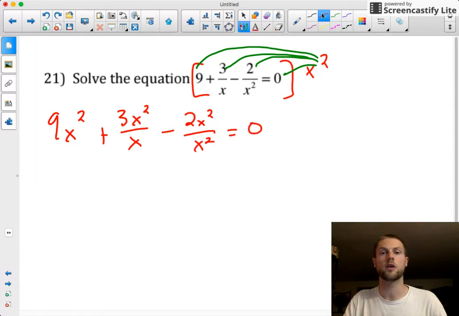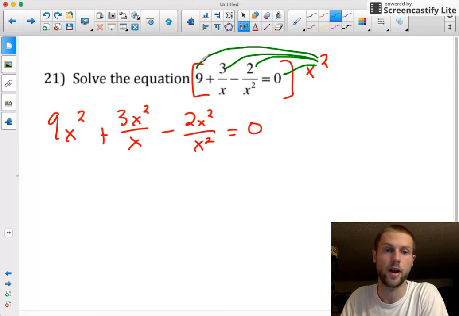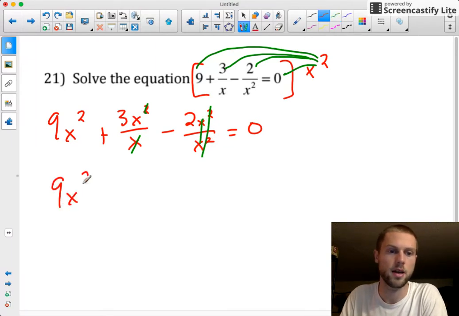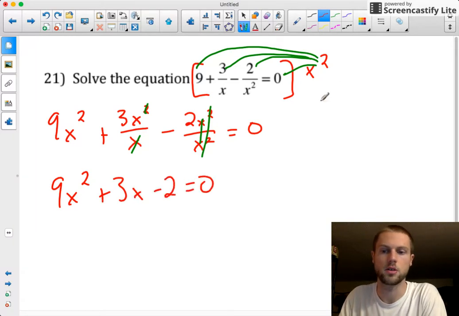Now this is convenient here because all of these fractions cancel. So I have an x squared over an x. That's going to be left with just an x to the first power. And over here I have an x squared over x squared. That cancels altogether. So I have remaining 9x squared plus 3x minus 2 equals 0. So here I have a quadratic set equal to 0.